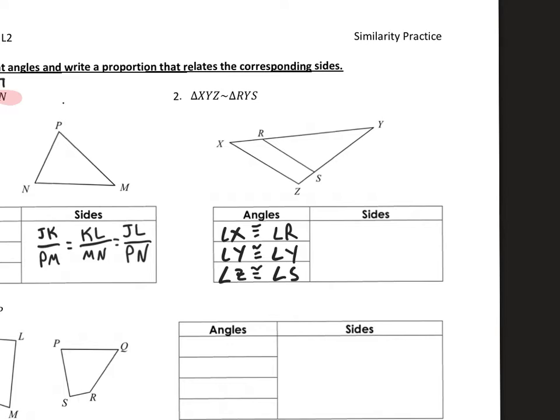And the proportion of the sides, okay, let me list out all the sides in the first triangle, X, Y, Z. So we have XY, YZ, and then XZ. And those match up with RY, YS, and RS. And since they're proportional, I can set them equal to each other.